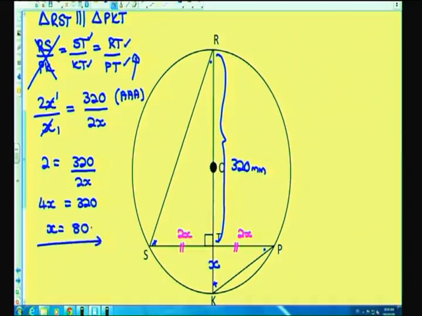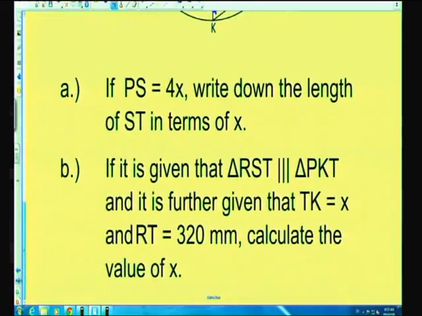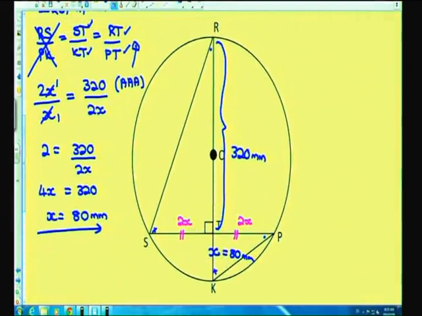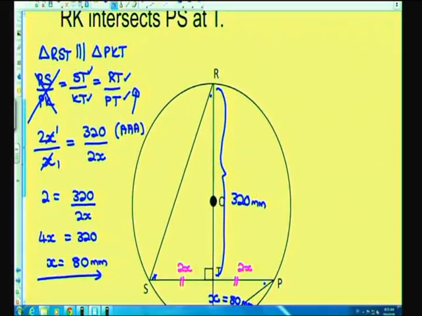Have we solved the question? Yes, we have. We know that x is 80 millimeters, which means, of course, we know all of these lengths here as well. Right, let's move on and go down, and that's it. That's all we were asked to do. Okay, so very nice little question, but you see, they did help you, but they could have, of course, got you to prove that similarity as well, which would have been fine. Right, let's go to the next one.